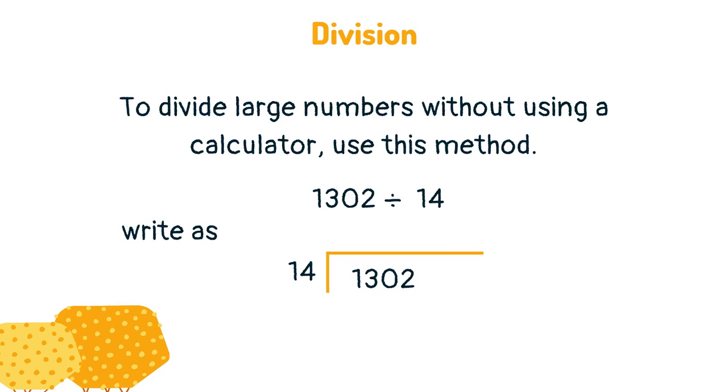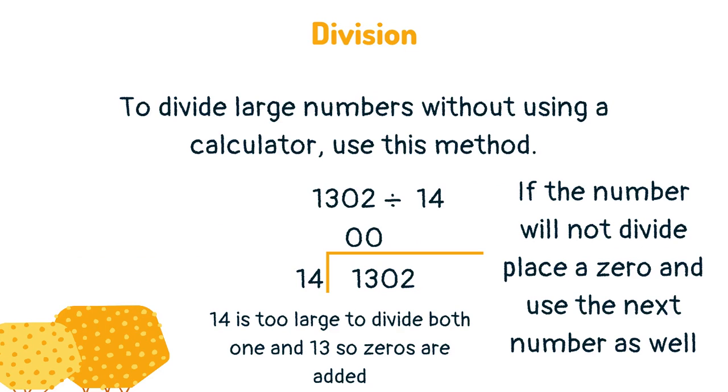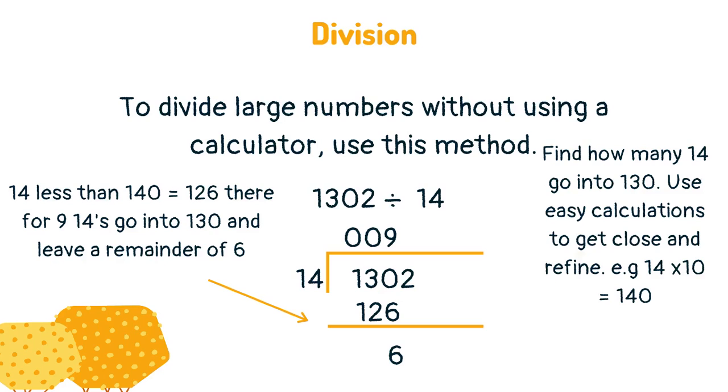To divide large numbers without using a calculator, use this method. Write the sum as a division. If the number will not divide, place a 0 and use the next number as well. Here 14 is too large to divide both 1 and 13, so zeros are added. Look for numbers around the number you are looking for.